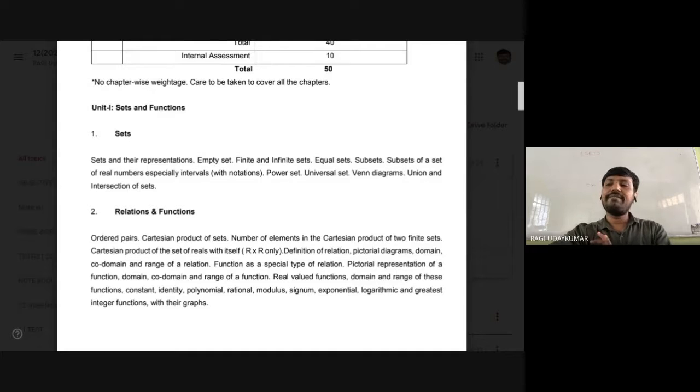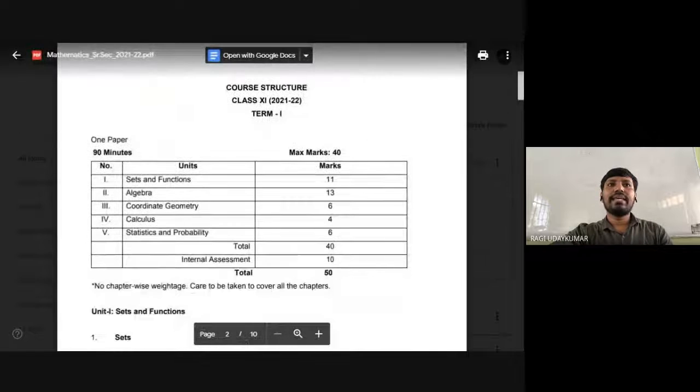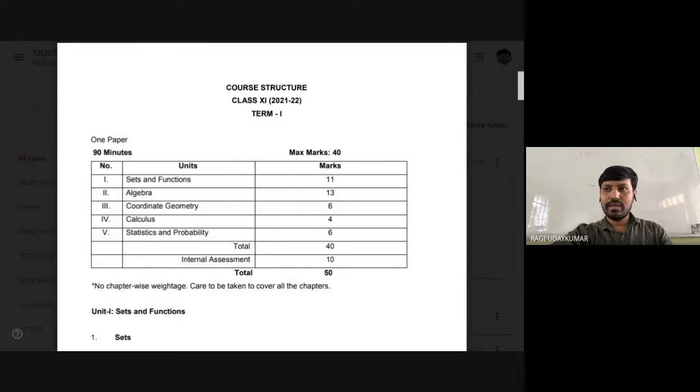Everything in the functions chapter is included, as it is a basic thing for your 11th and 12th class. If you understand the functions chapter very clearly, everything else is interlinked and will be expressed in terms of functions. That's why nothing is deleted from functions, and these two chapters together in term 1 give you 11 marks, called sets and functions.